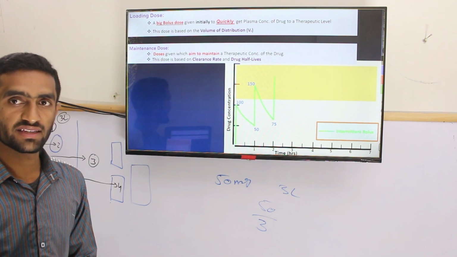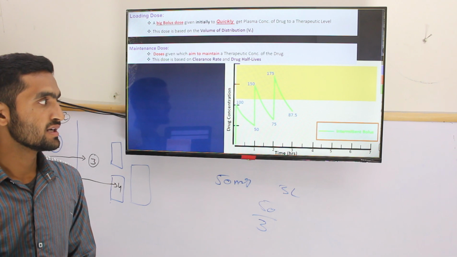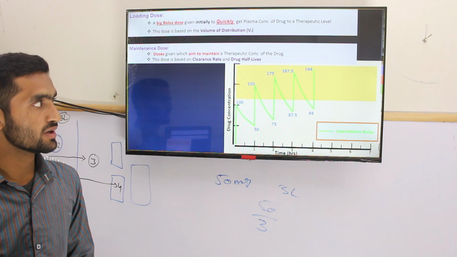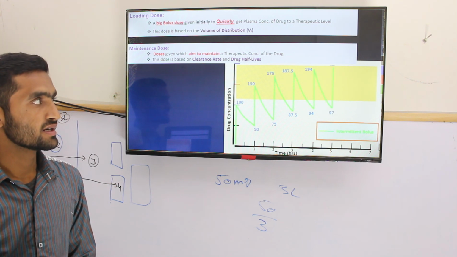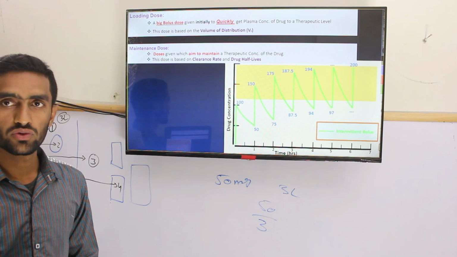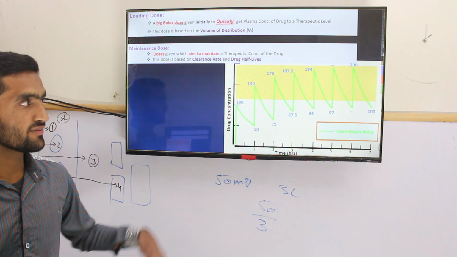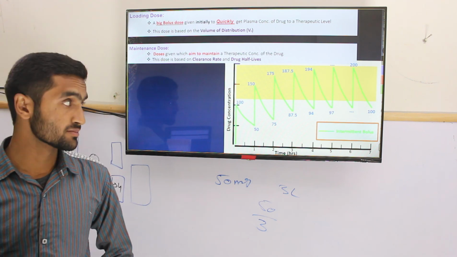Then I give the other 100. It reaches 175, then goes back to 87.5. So this process continues: 187.5, 94, then 194 and 97, then 100. Eventually this process continues, and it reaches 200 and comes back to 100. So after this, the concentration will be more than 100 in the plasma.